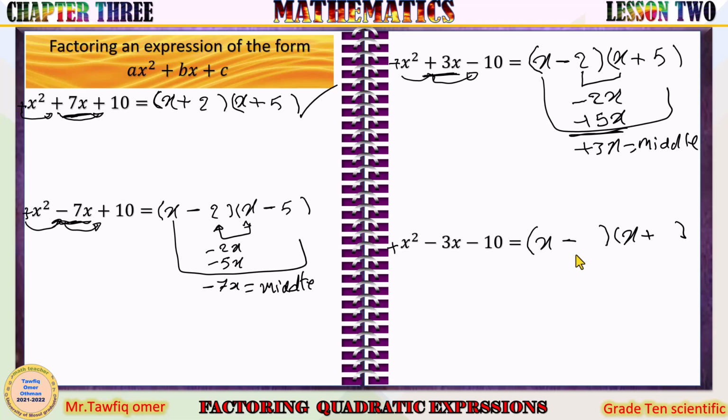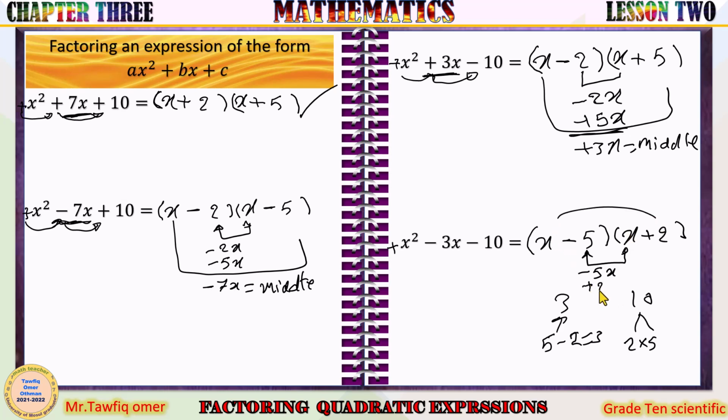Again, the signs are different, so we must search for two numbers. Their product must be 10 and their difference must be 3. These two numbers are 5 and 2. Write 5 here and 2 here, and after that check your solution. This one, minus 5x, outside plus 2x. The sum of them is minus 3x, which is equal to the middle term. So my solution is correct.